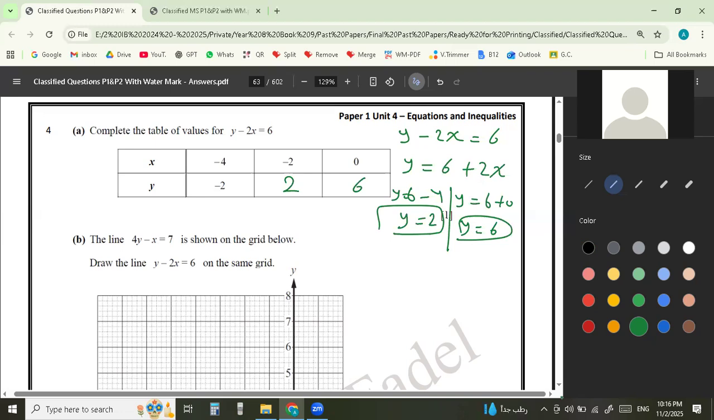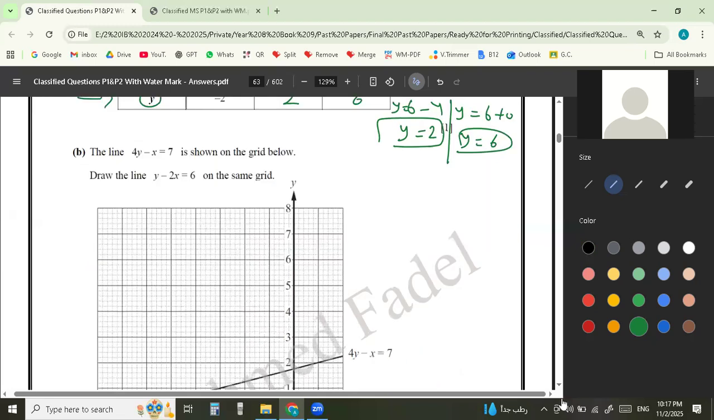Now I finished the table of values. I substituted the -2. First thing I did, I made y the subject of the formula to be able to find y. So I made y the subject of the formula, substituted x with -2, x with 0. I found that y is going to be 2 and y is going to be 6 here. Now they wanted to draw the line for this equation that we found its table values. Okay, no problem. Let's draw.